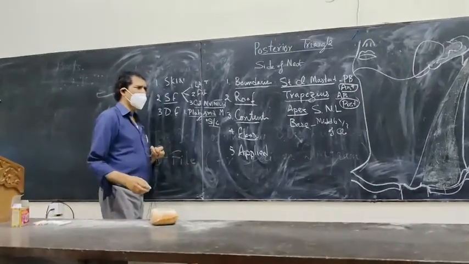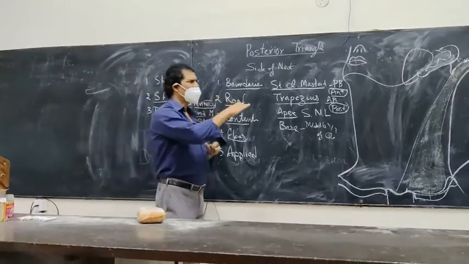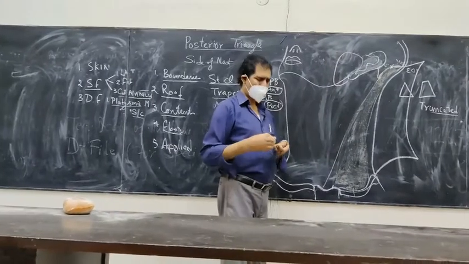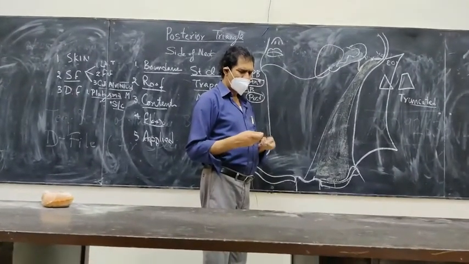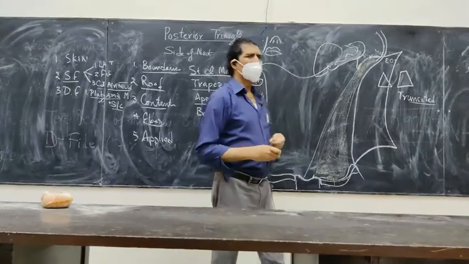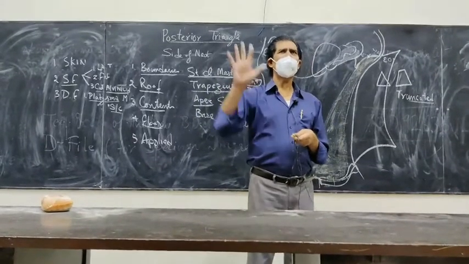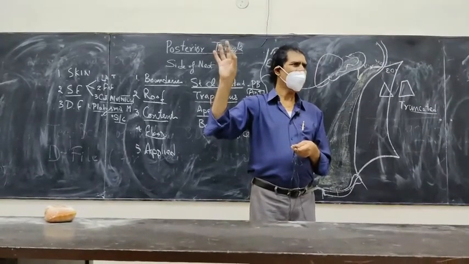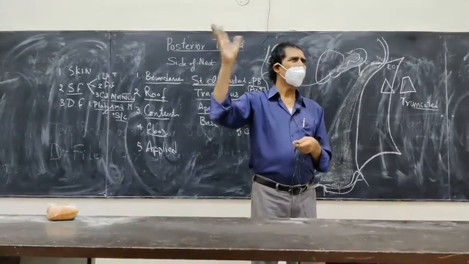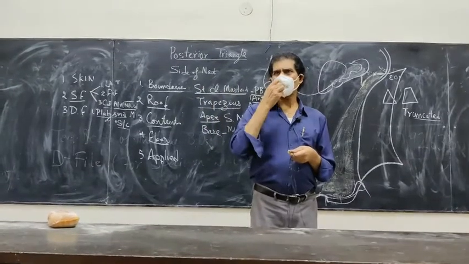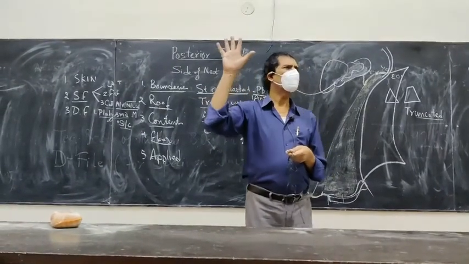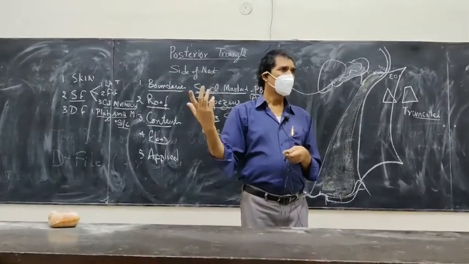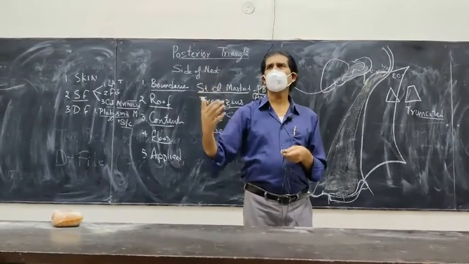Sub means below, cutaneous means skin. Just reflecting and removing the skin, we can easily find a muscle that is called platysma. So when a muscle comes, five headings come: origin, insertion, action, nerve supply and applied anatomy. Whenever a short note on a muscle comes, it means you have to make five headings. The muscle may be small or big, so you have to go systematically, then you get the marks.